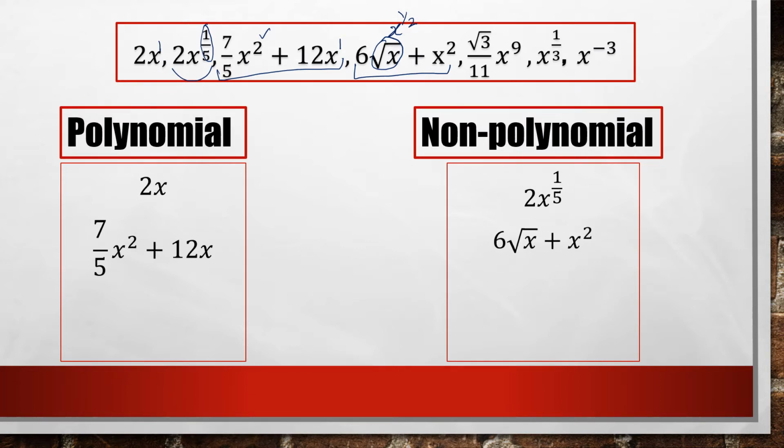Now the next example, it is √3/11 x⁹. Now the exponent on the variable is 9, 9 is a whole number, so it will fall under polynomial. Now the next example, x^(1/3). The exponent on x is 1/3 and 1/3 is not a whole number, so it will fall under non-polynomial. Now the last example, this is x^(-3). Exponent on x is minus 3 and minus 3 is not a whole number, so again it will fall under non-polynomial.